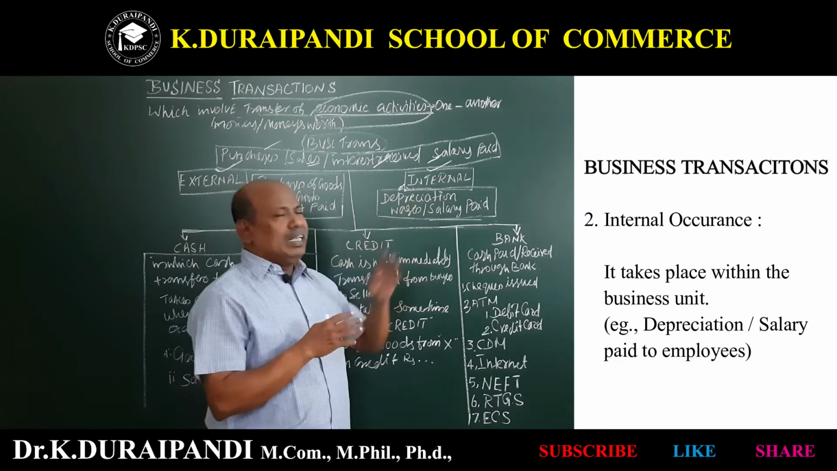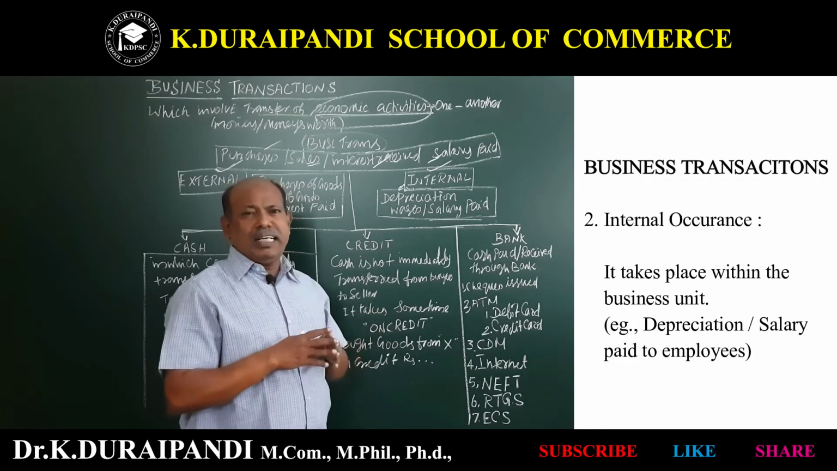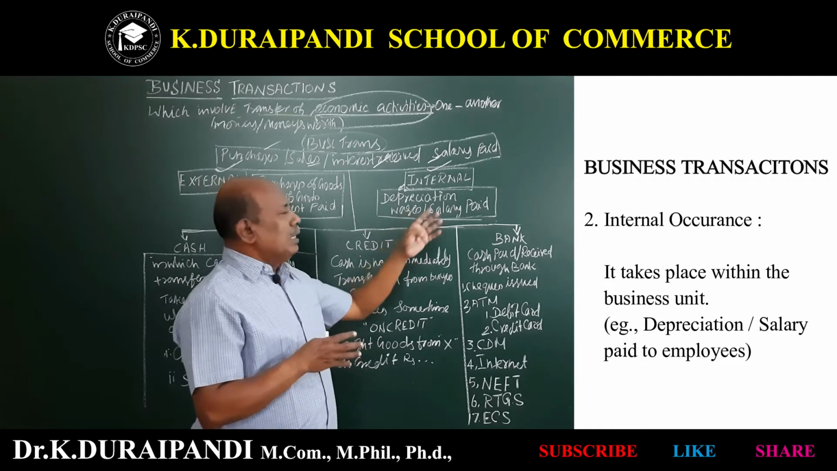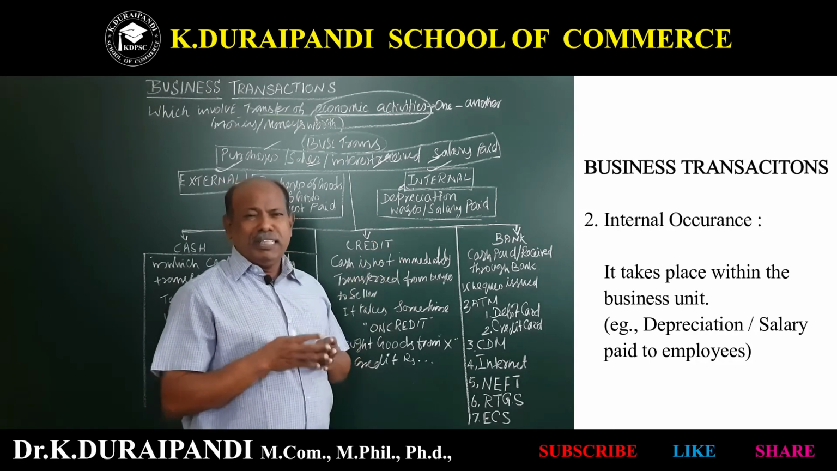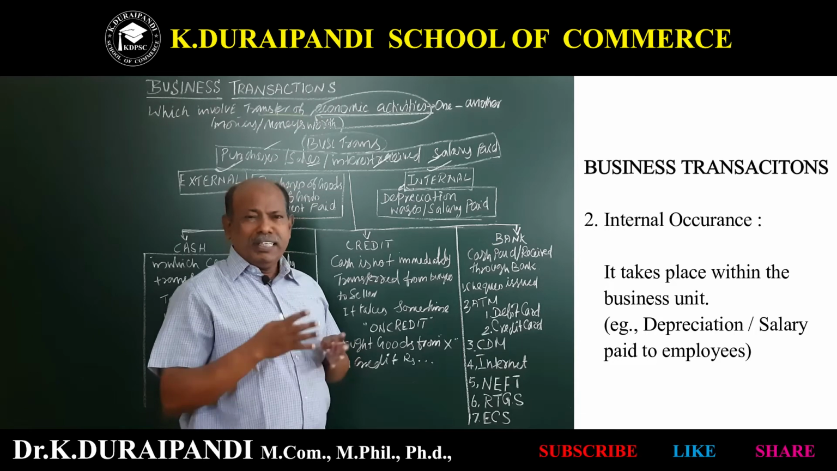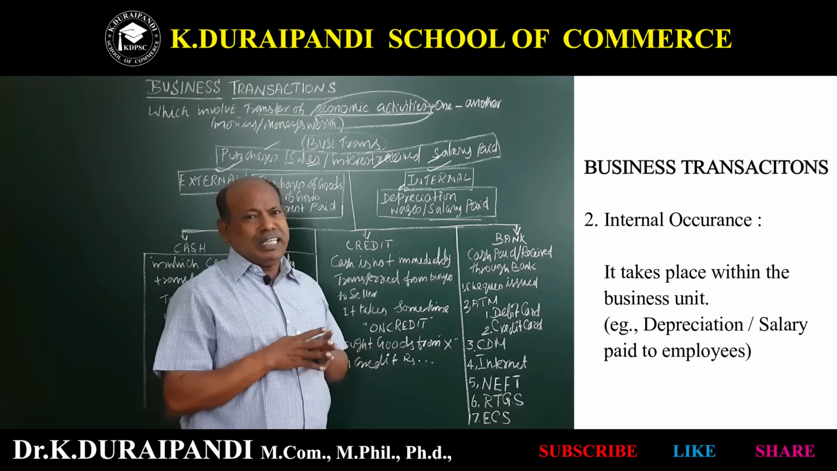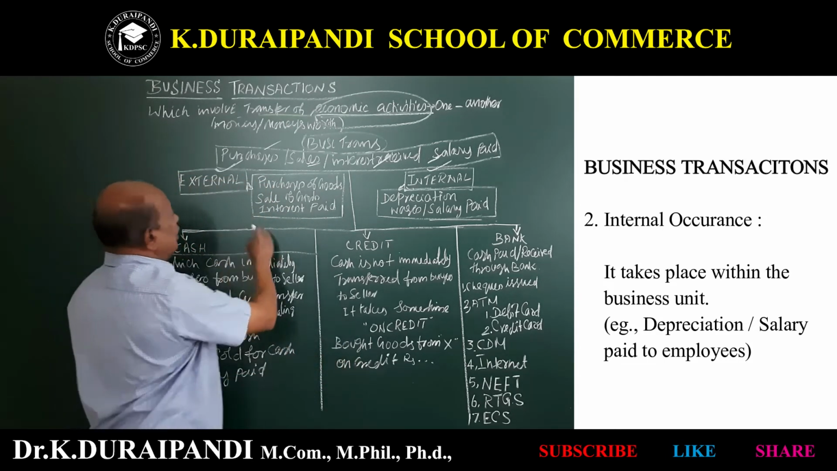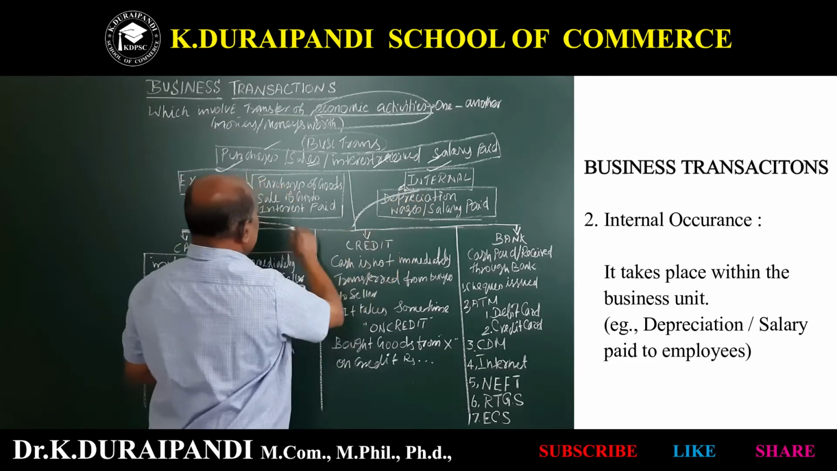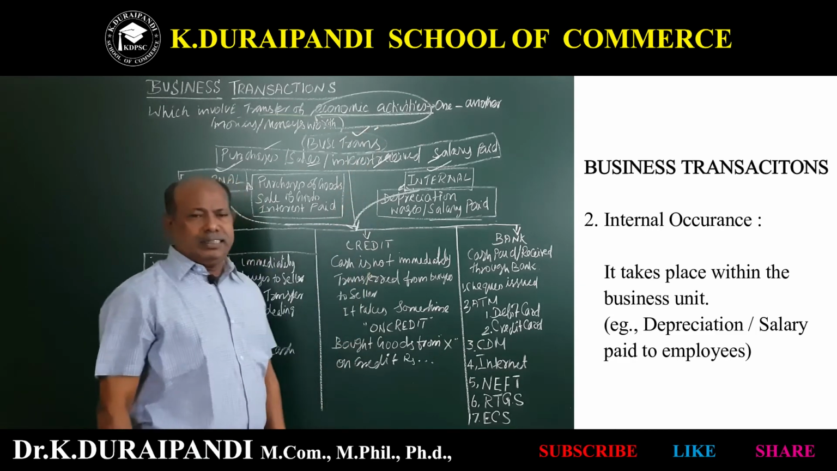Then what are internal commitments? Within the organization, our business transaction has occurred. For example, depreciation provided, wages paid to workers, salary paid to employees. These are all examples of internal activities of our business undertaking. Here, both external as well as internal commitments are called business transactions.